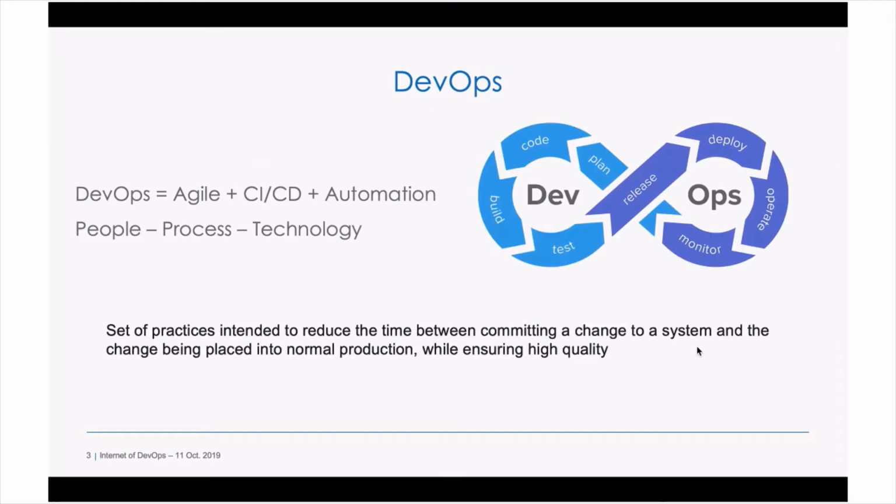So DevOps is basically a set of practices that automates the process between software development and IT teams in order that they can build, test, and release software faster and more reliably. DevOps is a combination of agile and continuous integration, continuous deployments, and automation. And it's all about process, technology, and people, basically.